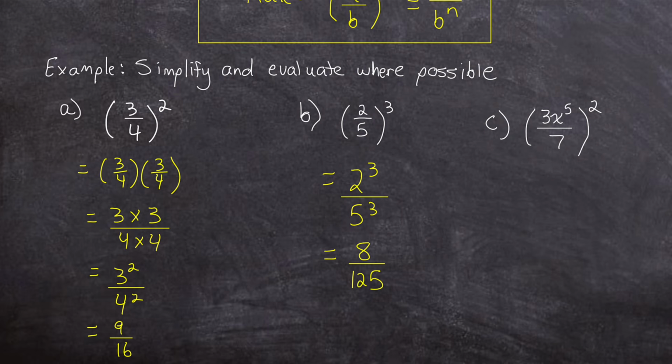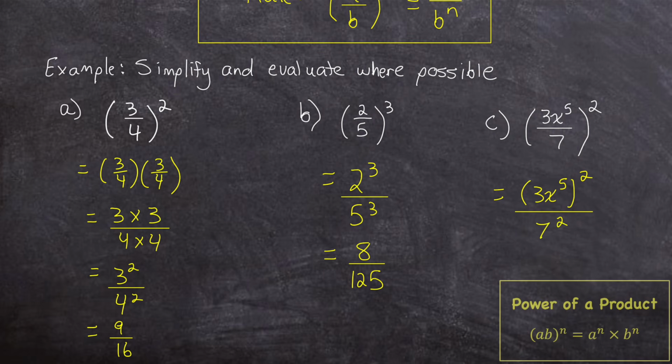It's still a power of a quotient, right? The base is a quotient, but in the numerator of the quotient, I have a product. So I'm going to have to combine the power of a product and the power of a quotient rule here. Let's start by using the power of a quotient. This exponent of 2 has to be put as the exponent on the numerator and denominator. But be careful, when I put it on the numerator, make sure I put that 3x to the power of 5 in brackets, showing that whole numerator is being squared, over that 7 is being squared as well.